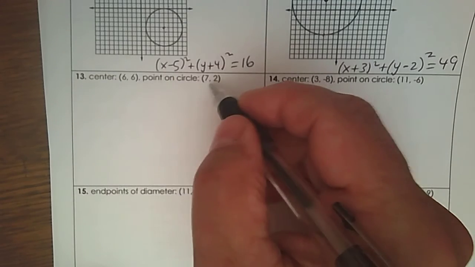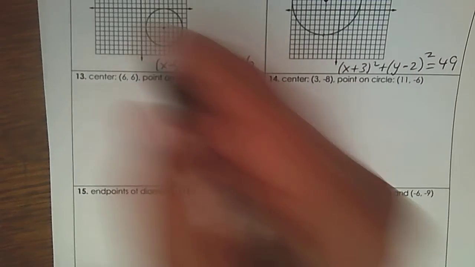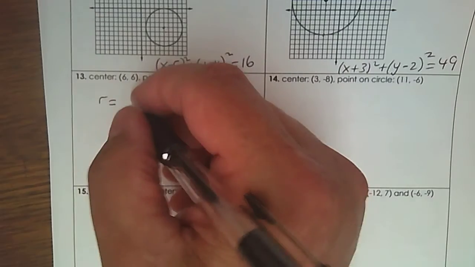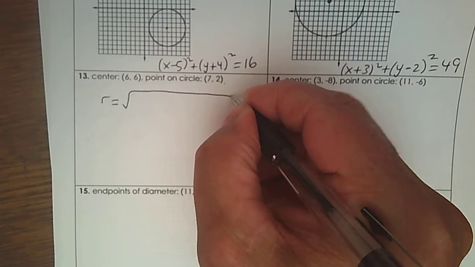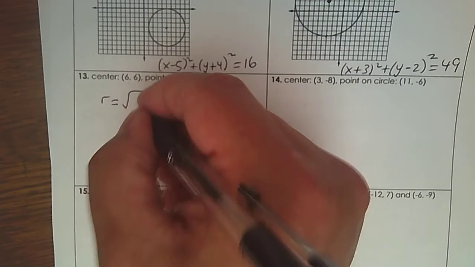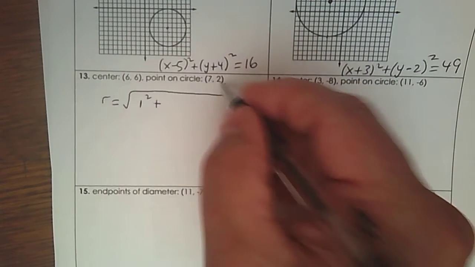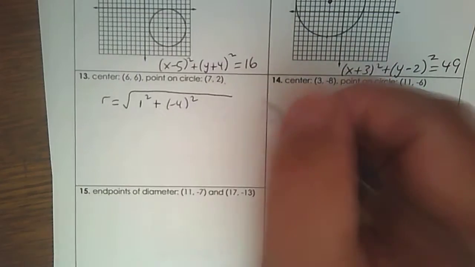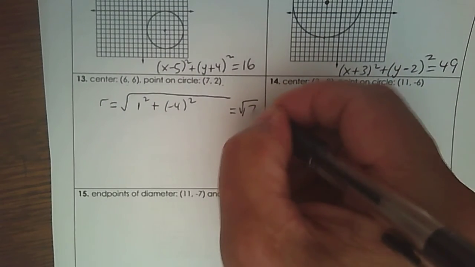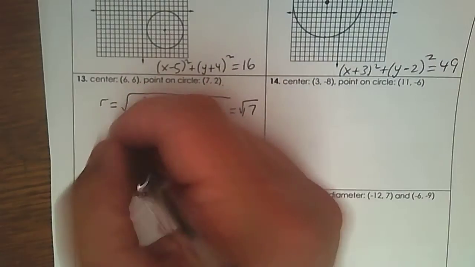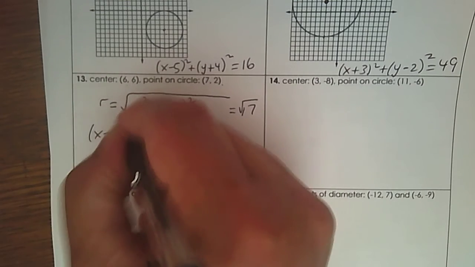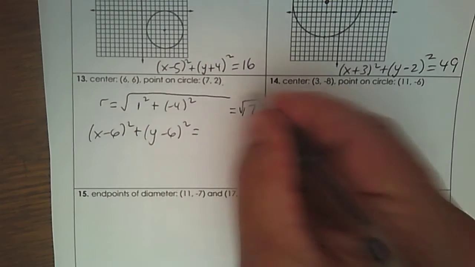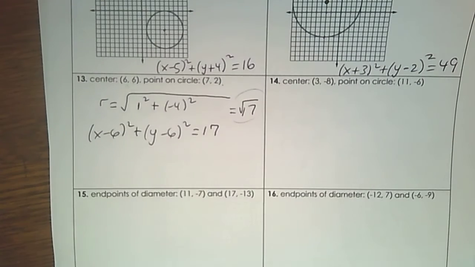You're given the center and a point on the circle. So to find the radius, it's the distance formula, which is the square root of. You subtract the x's, that's 1, and square it. Subtract the y's, that's negative 4, and square it. So if I put that together, that's the square root of 17. So when I put this together with the center, you have x subtract 6 squared, you have y subtract 6 squared, and then square that, so that's just 17.